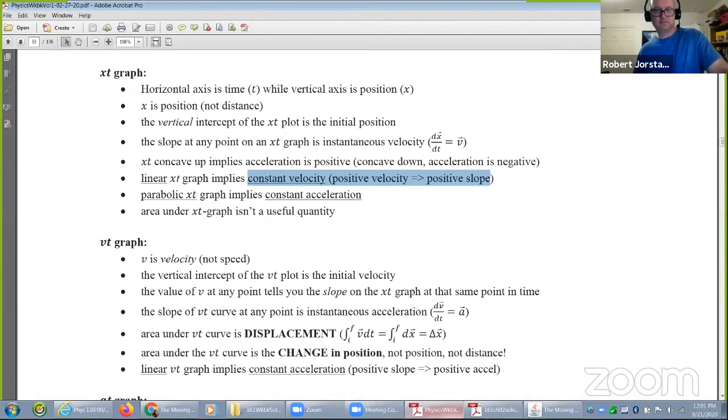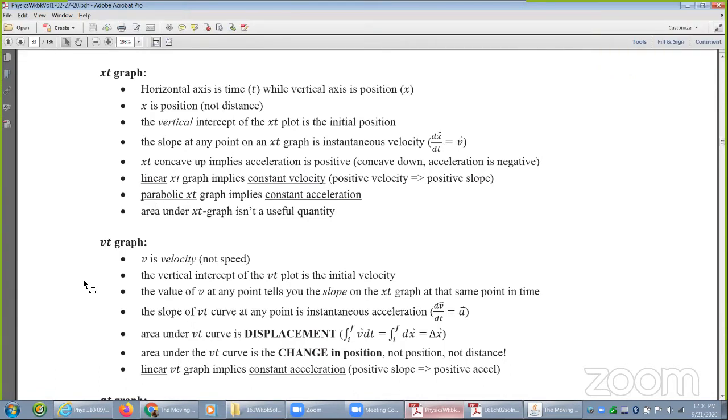Let's go back here. And just so you know, a parabolic graph implies constant acceleration. So that's just a useful fact. And I'm going to say that's good on XT. Any questions about XT before I go on to VT?